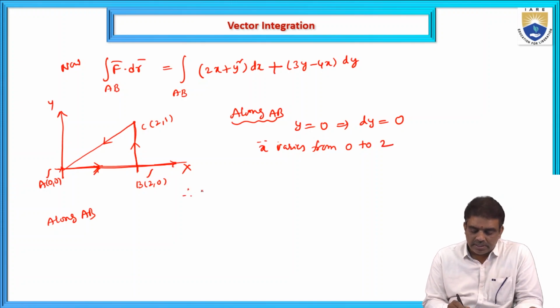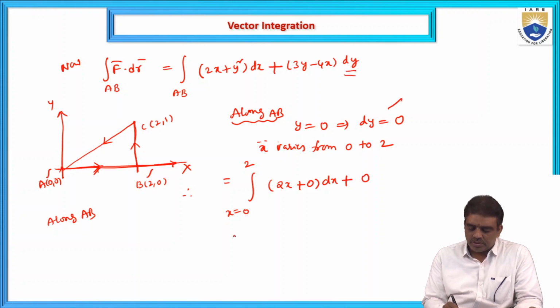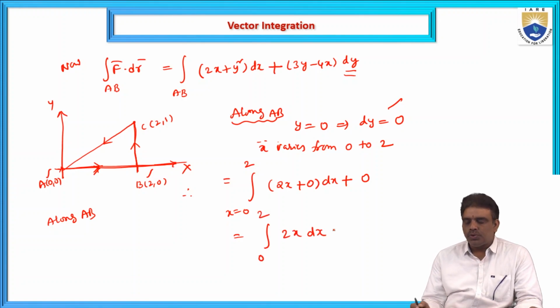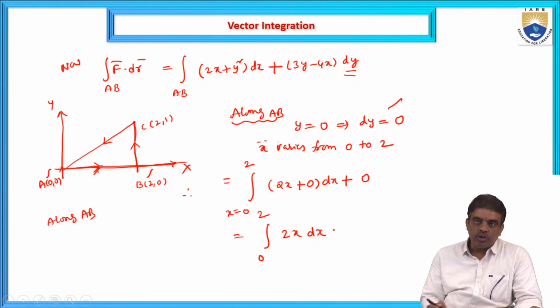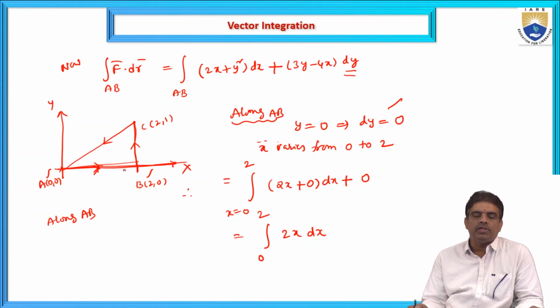Therefore, this is equal to the integral with x varying from 0 to 2 of 2x, with y constant 0 and dx variable, plus here dy is 0. dy being 0 means the entire term is 0. So we get the integral from 0 to 2 of 2x dx. I am taking along AB. The equation of AB is y equal to 0 because it is the x-axis. If y is 0, then dy is also 0. But here x is a variable.